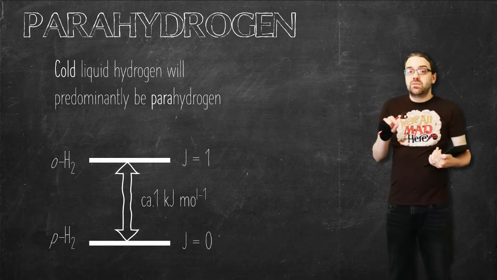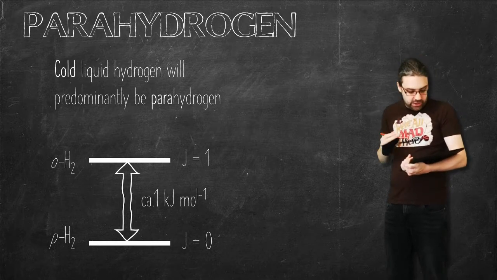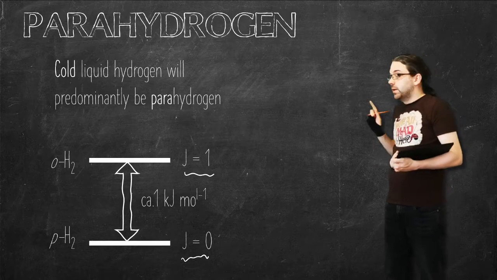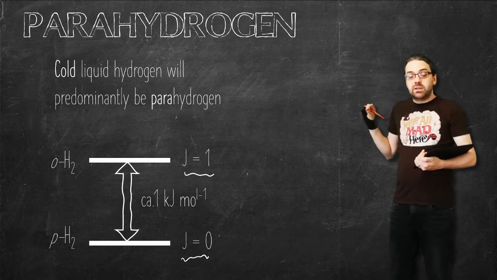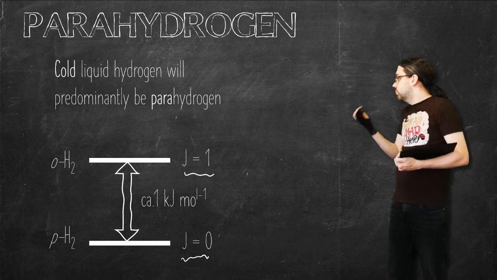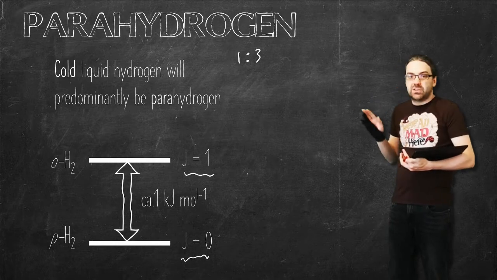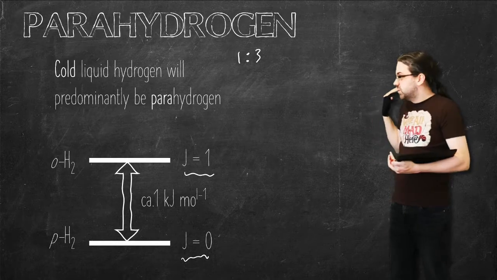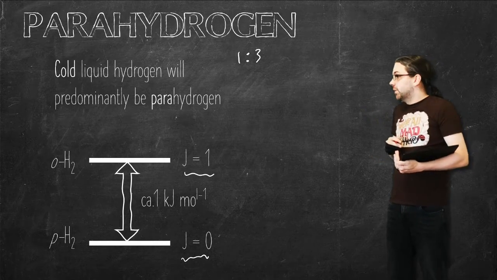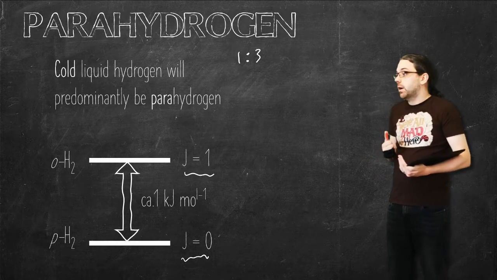So the consequence of this is that cold liquid hydrogen will mostly be in one spin state, predominantly parahydrogen, because J equals 0 and J equals 1 are separated by about 1 kilojoule per mole. That's a minuscule amount of energy, so at room temperature they're about equally populated, and when it comes to the spin isomers, they are about in a 1:3 ratio thanks to the degeneracy. So all 4 of those spin states are populated equally, or in about a 1:3 ratio of para to ortho hydrogen. But if we cool it down, we can get everything into the J equals 0 state and only parahydrogen.